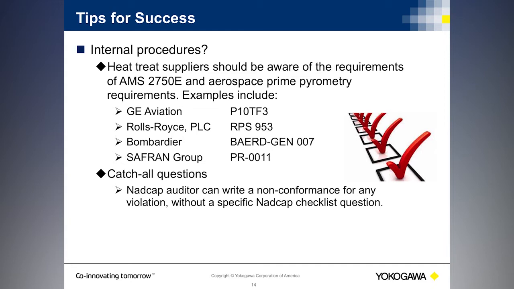This is really a catch-all checklist question where a Nadcap auditor can write any non-conformance for any violation of AMS 2750, even if there's not a specific Nadcap checklist question associated with it. So this is one of those catch-all questions: your procedure must be robust enough to cover all the requirements of AMS 2750, as well as all of your prime requirements as well.